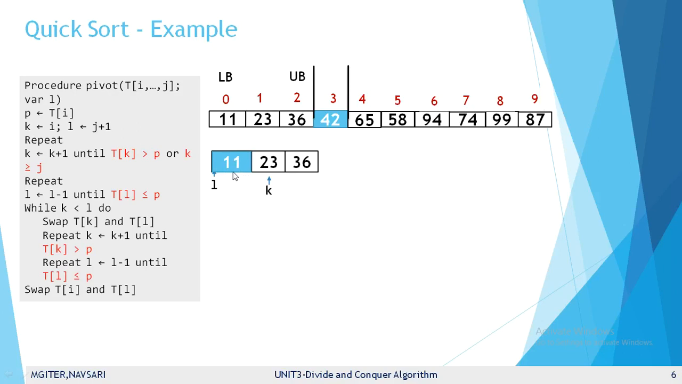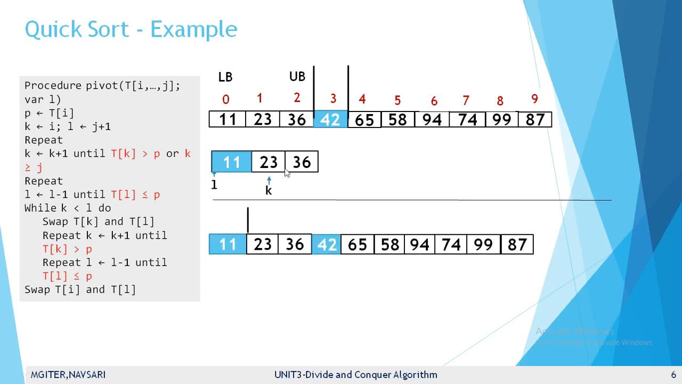Now we apply the same procedure on this side, with elements 23 and 36. So 23 is considered as the pivot element. K is at index 1 and L is at index 2. Now we increment K. 36 is greater. Yes, we stop the increment.